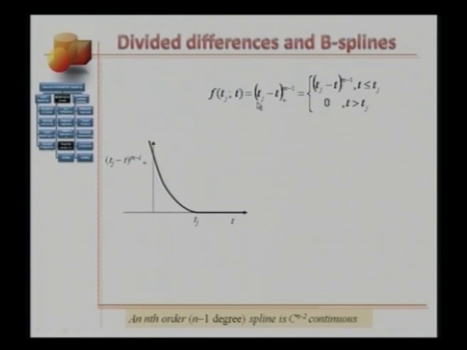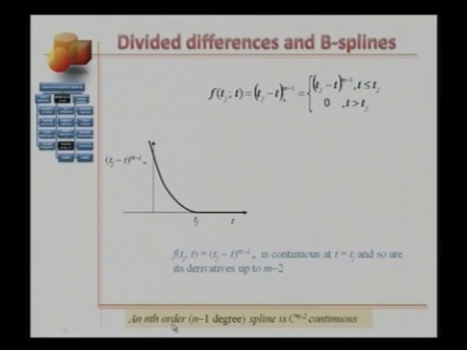This is how this function looks. For values of t smaller than tj, the function is a pure polynomial of degree m minus 1, and for values of t greater than tj, the function is truncated to have a 0 value. So the function tj minus t truncated raised to m minus 1 is continuous at t equals tj right here, and so are its derivatives up to m minus 2.